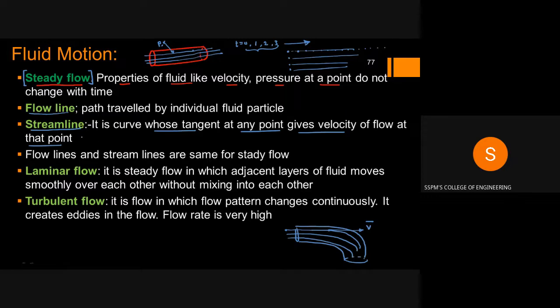So streamline and the flow line for a laminar flow are the same. We cannot differentiate streamline and flow line for the laminar or streamline flow. So flow lines and streamlines are the same for a steady flow, and steady flow means it is the laminar flow.